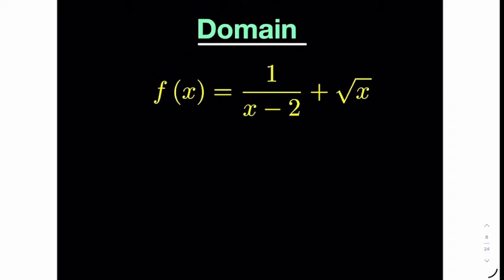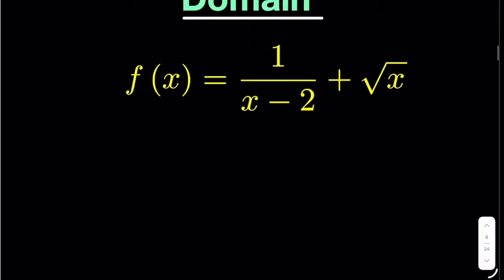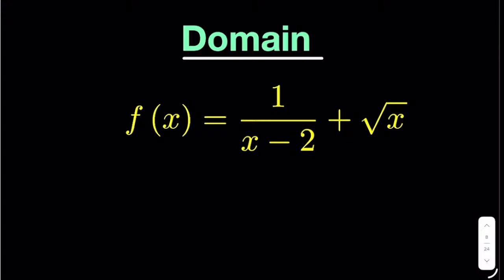What is our target? Find the domain of the given function. The function is 1 upon x minus 2 plus root x. We need to find not the value of x, but basically the domain of the given function. Everyone can find the answer and comment it. What is the exact answer of that question?